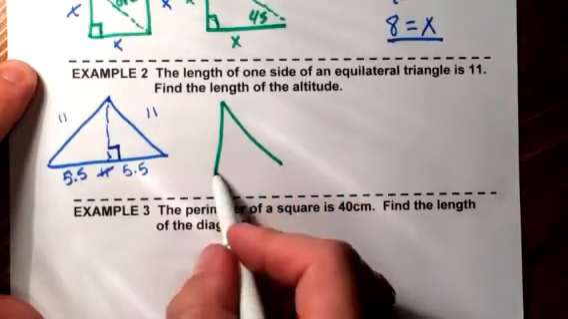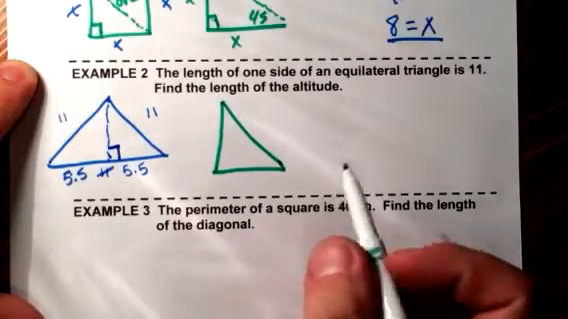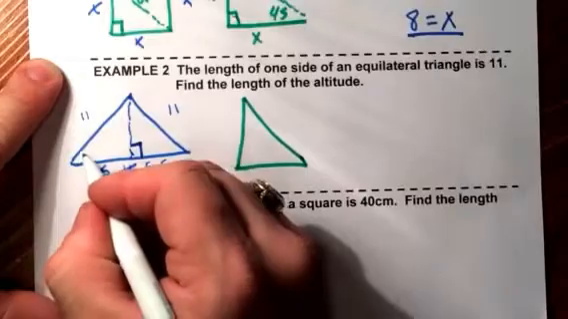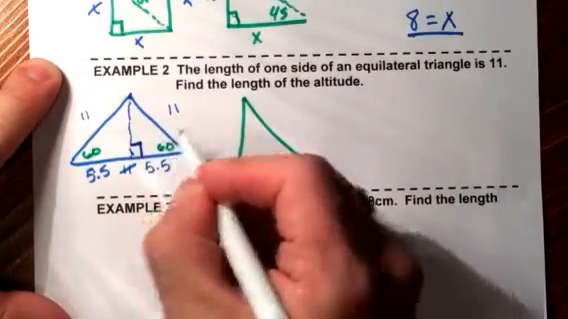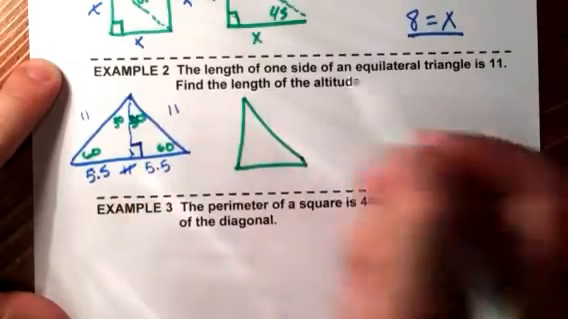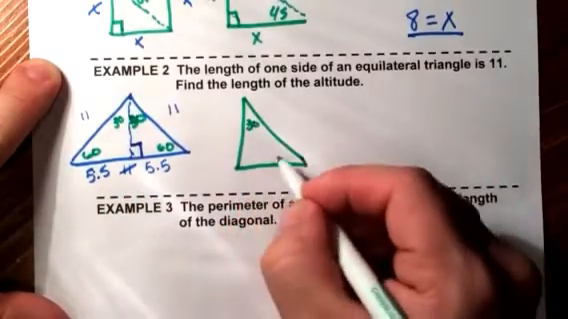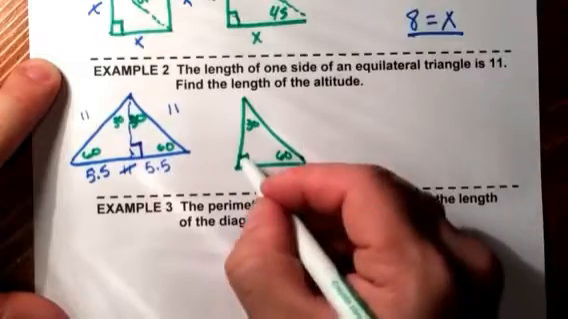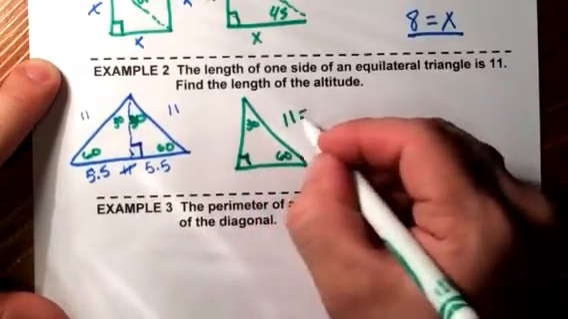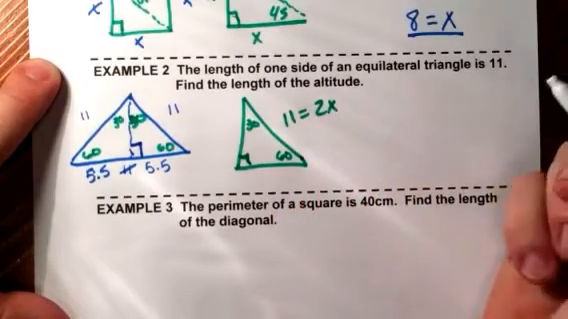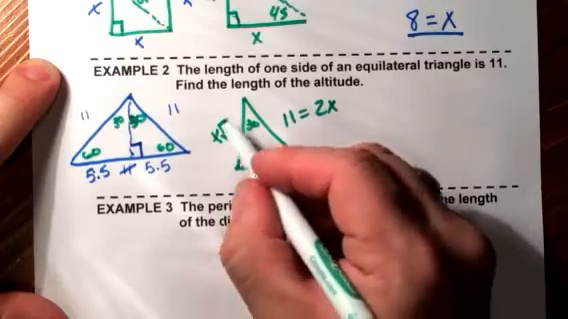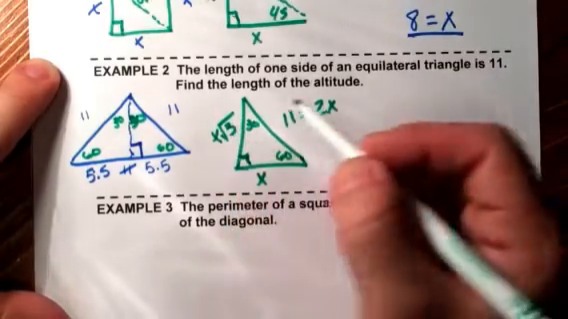An equilateral triangle is the same as an equiangular triangle. So as I'm looking at it, all of these angles are 60 until I drew my altitude, which cut it into 30 and 30. So I have a 30, I have a 60, and I have a 90. I know that the hypotenuse is 11, which is the long side, which we know is 2x. I know that the short side is x, and I know the altitude in this case is x radical 3.